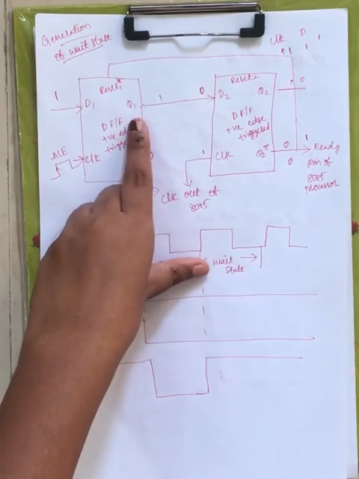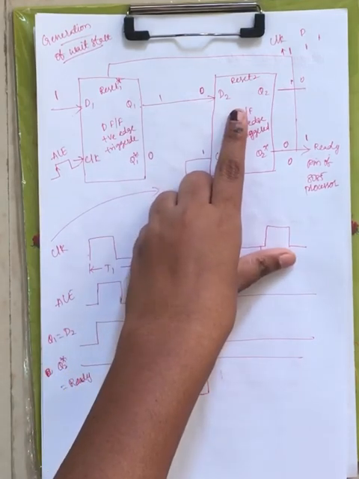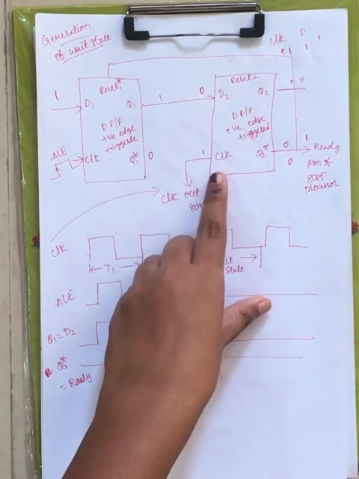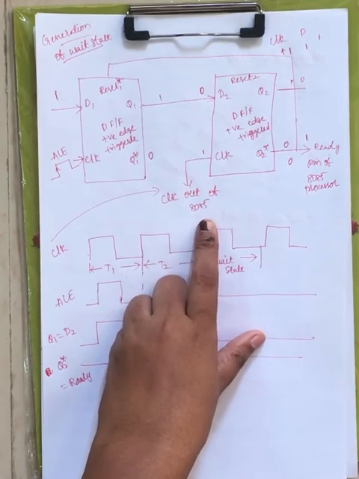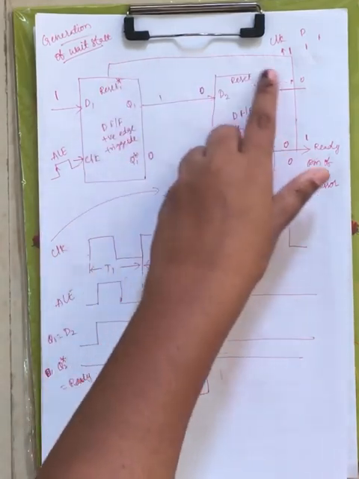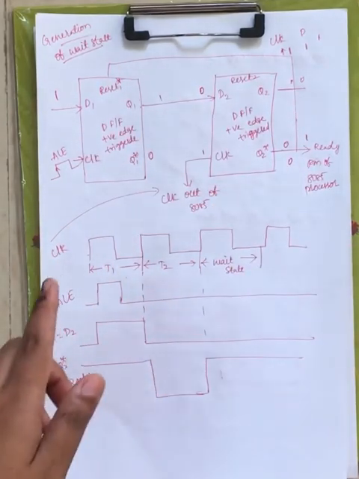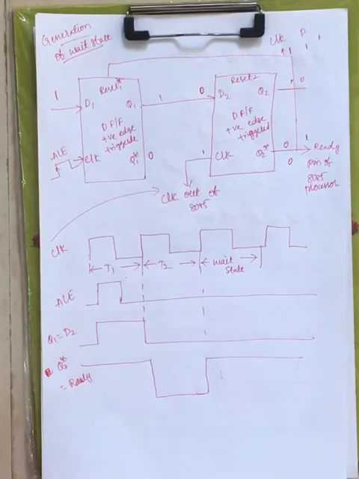And here we get present state and next state. The present state is connected to D2 of the second flip-flop, and the clock signal of 8085 is connected to the clock of the second flip-flop. Here also you will get present state and next state. To this we are connecting the reset pin of the first D flip-flop. Now this is the diagram.